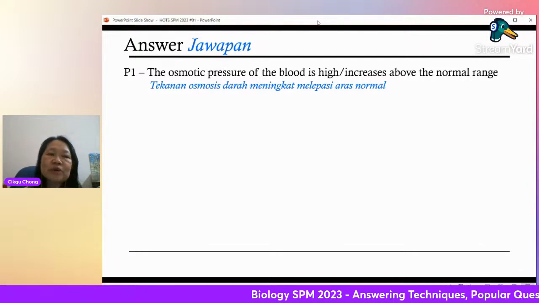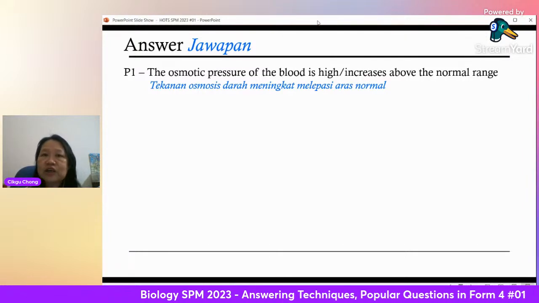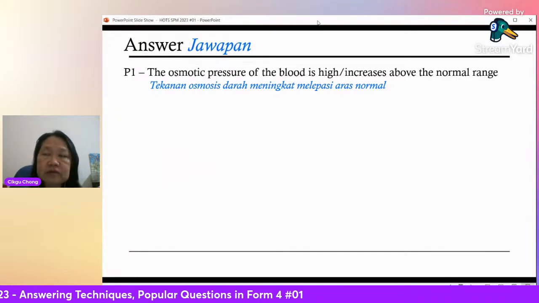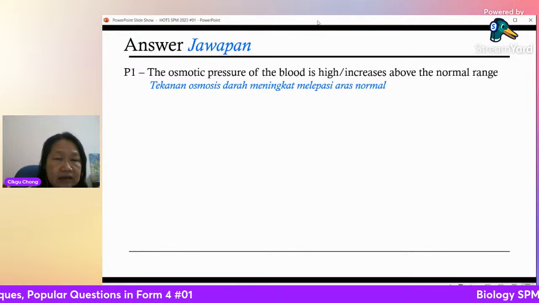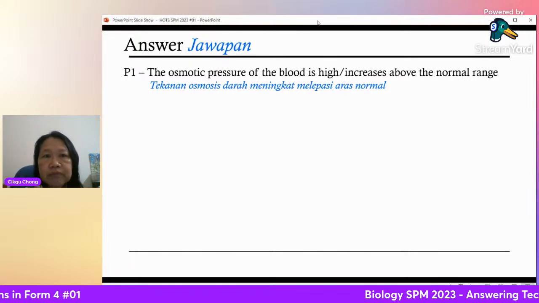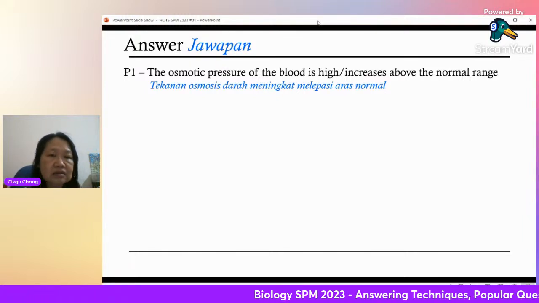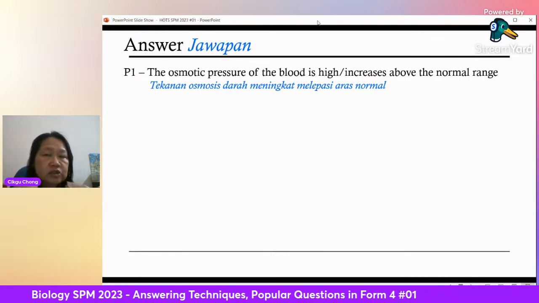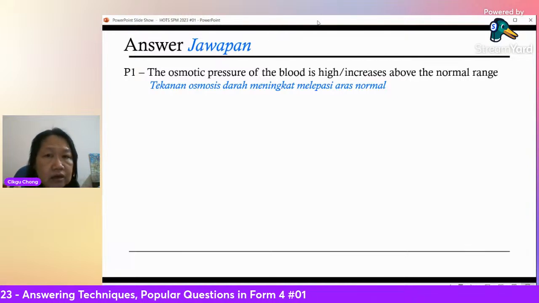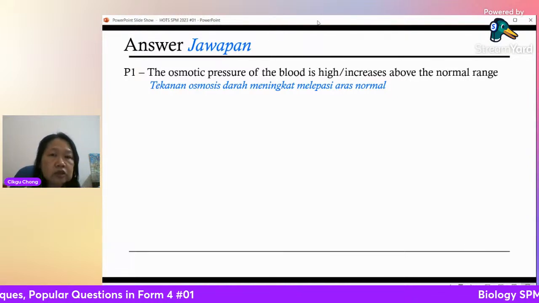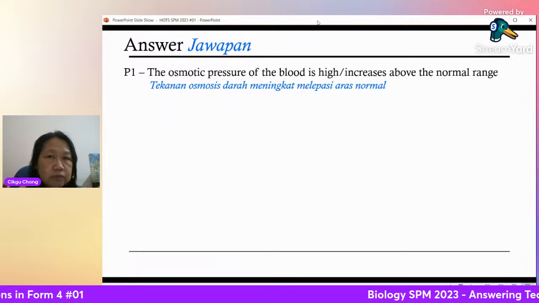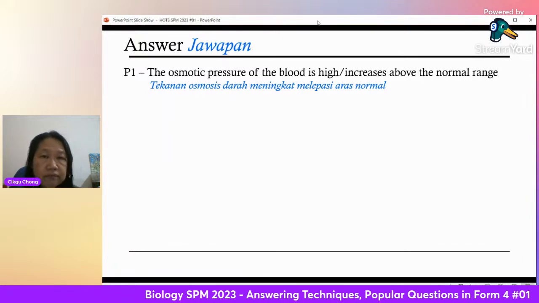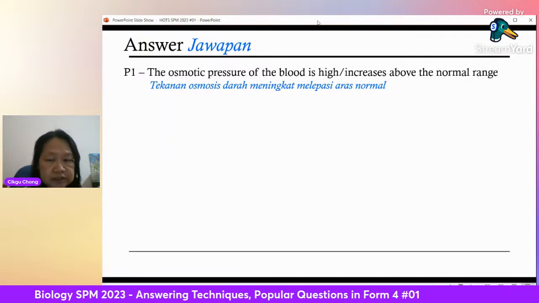Okay, so the first thing you should write is the condition of the osmotic pressure. If a person is exercising, losing a lot of water through sweating, and is not drinking water, the osmotic pressure of the blood is going to be high. Remember, when you are losing water, your osmotic pressure is high. That means the concentration of your blood becomes higher, because you're losing water, so the solutes will be at higher concentration. It will increase above the normal range. This will give you 1 mark. You have to write what the osmotic pressure is first.